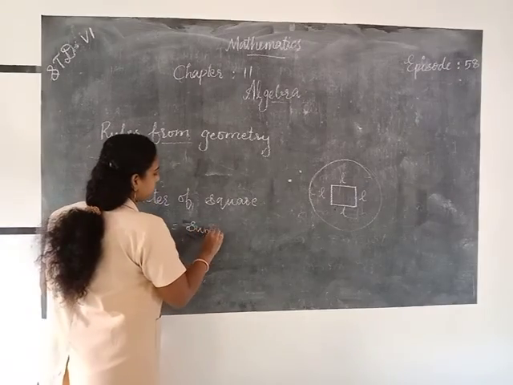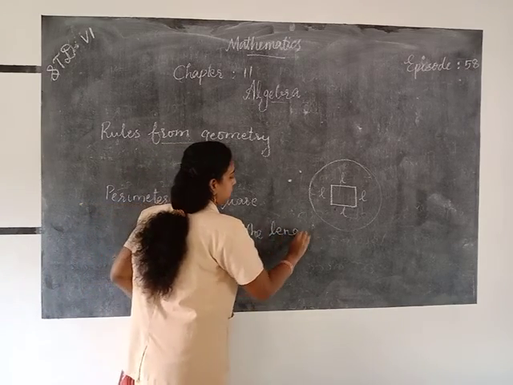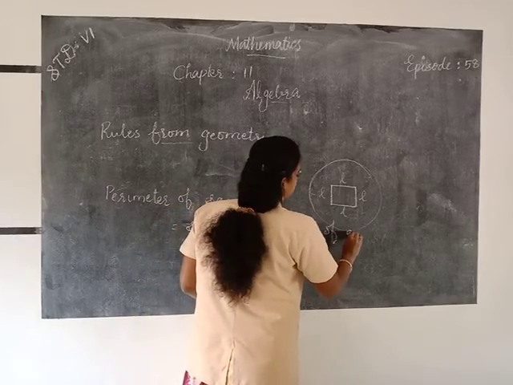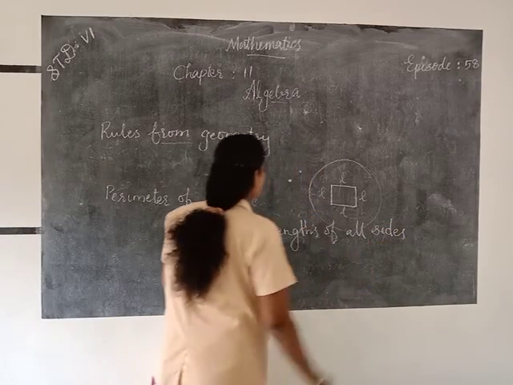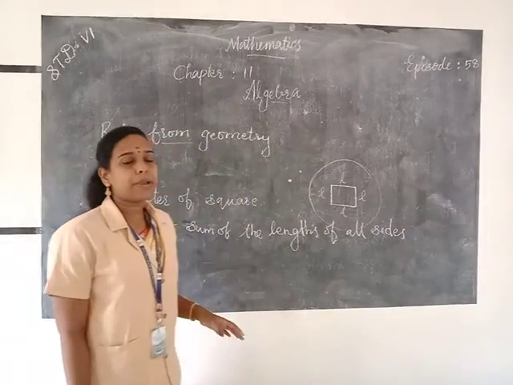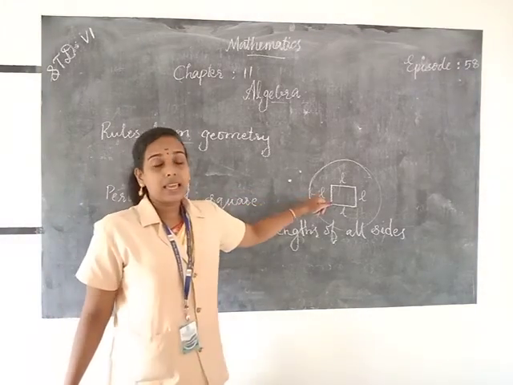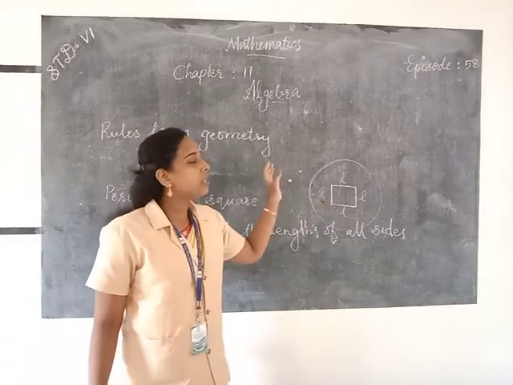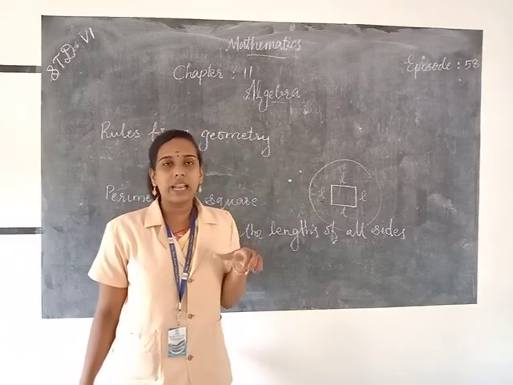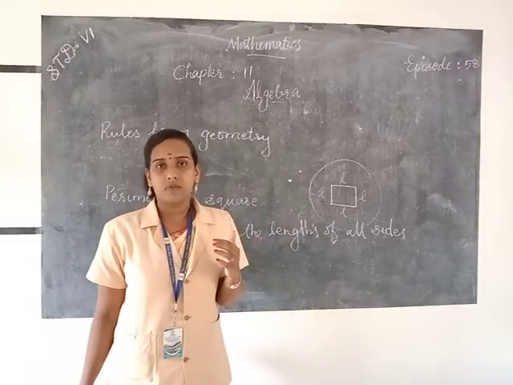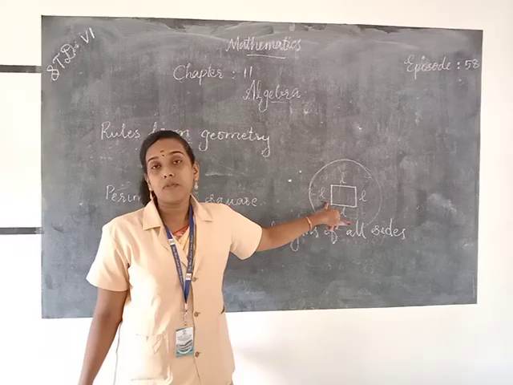Sum of the length of all sides. All sides means four sides, since a square has four sides. So take the sum of the length of all sides, then we get the perimeter of the square. A square is a regular shape. Regular shape means all the sides are of equal length. A figure with all sides of equal length is said to be a regular figure.